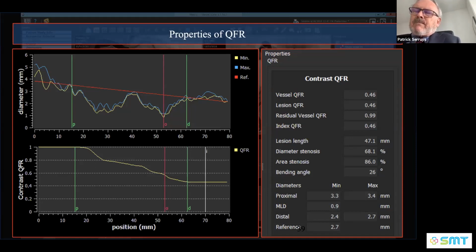So then the final question is, what do you think is the future of QFR? Is it going to replace invasive wire pressure methods? Let the young generation talk first.